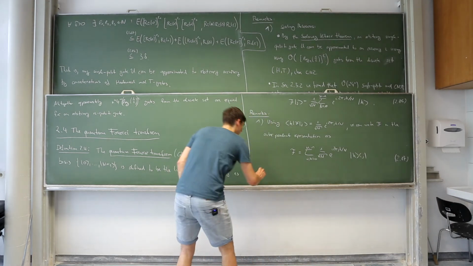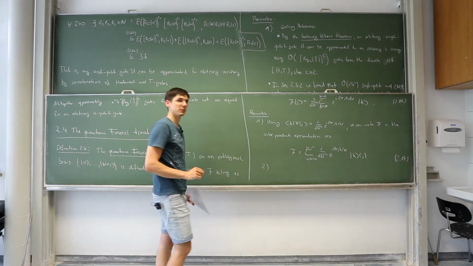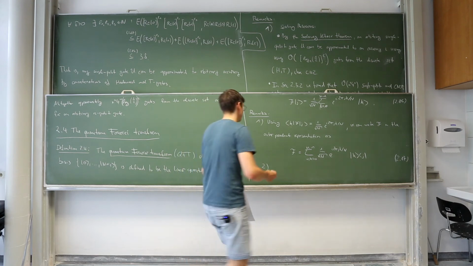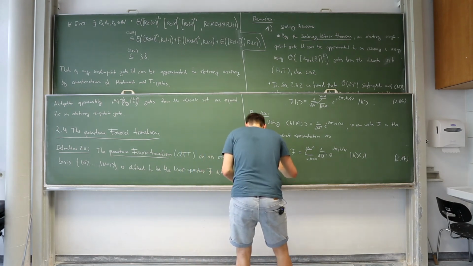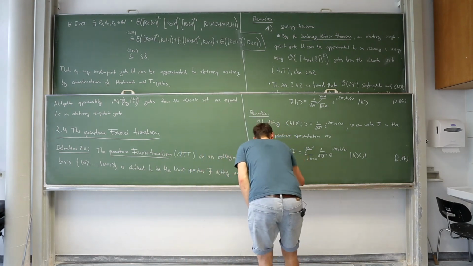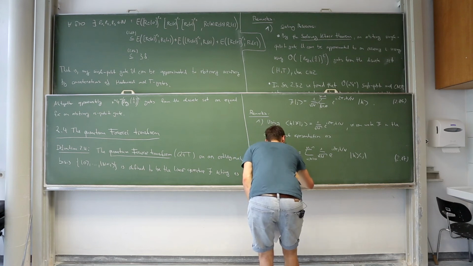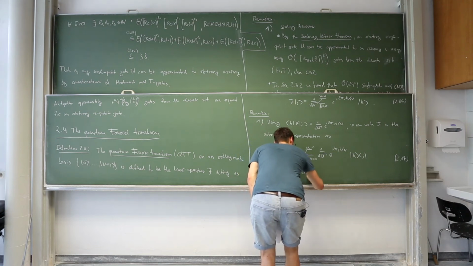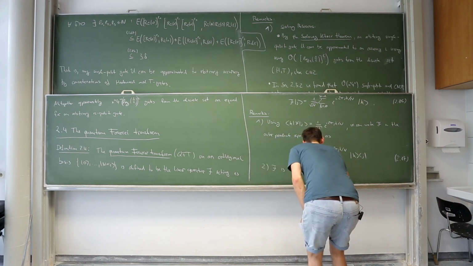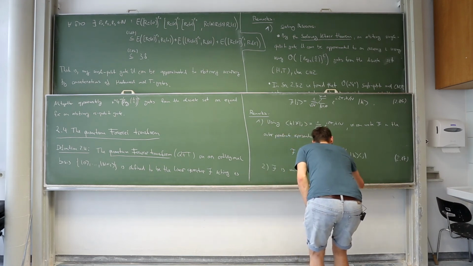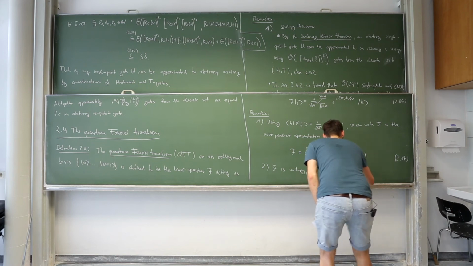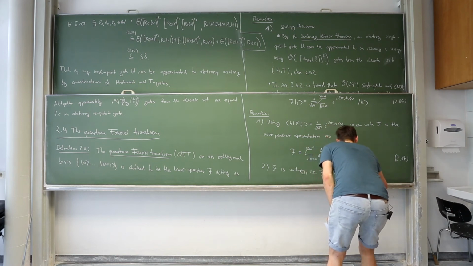The second remark is that the quantum Fourier transform is unitary. F is unitary. This means that F dagger F is equal to F F dagger, which is equal to the identity.